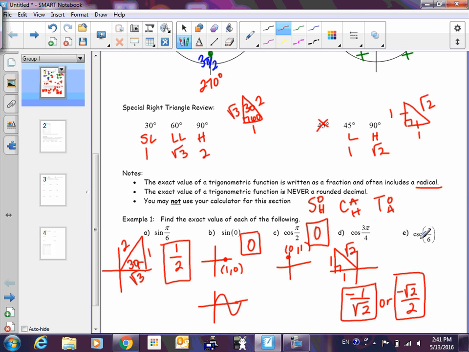Okay, then we get to E and we're like, ooh, cosecant. You got to remember that cosecant goes with sine. It's the flip. We already did sine of pi over 6, though. That was 1/2. So what's cosecant? The flip of 1/2. 2. Okay, so again, going over a lot of stuff that we haven't done in a while.